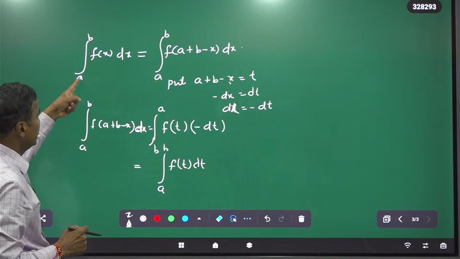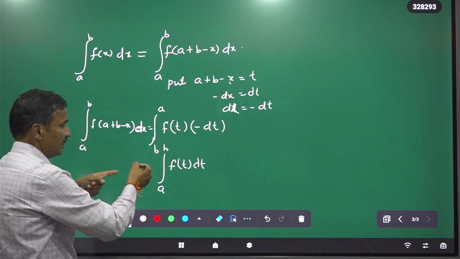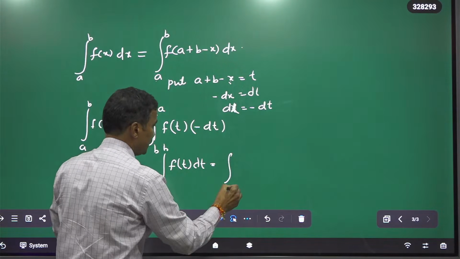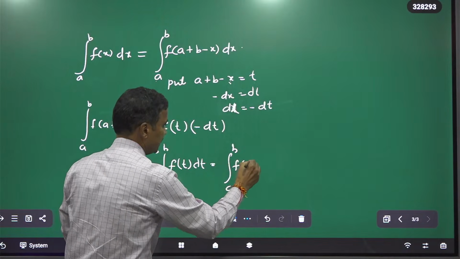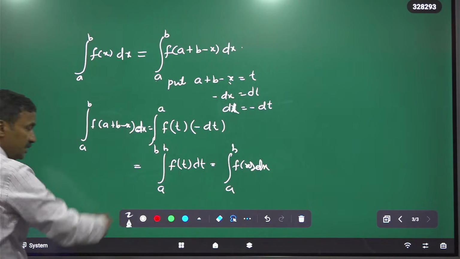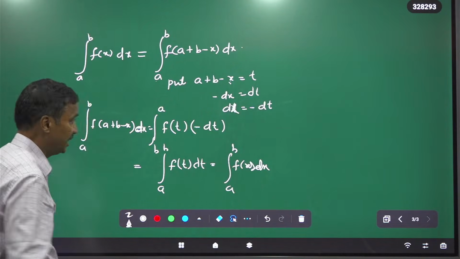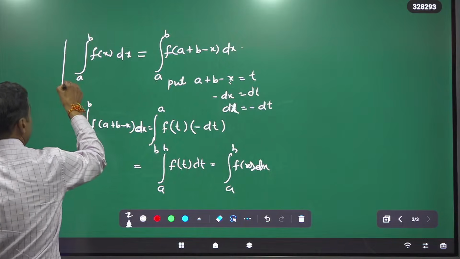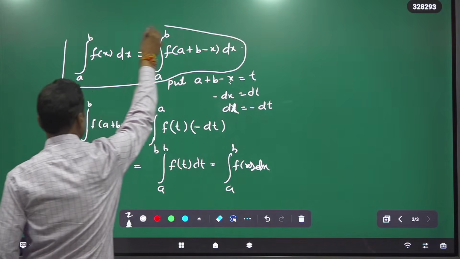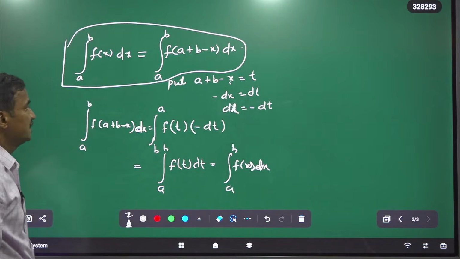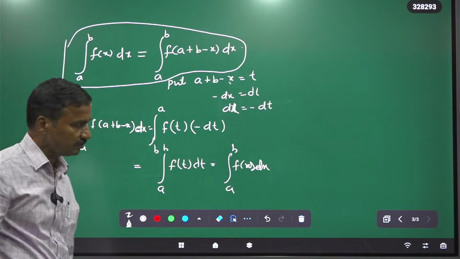Therefore, that is also equal to the integral from a to b of f of x dx. You can write it for any variable. This is the first property of definite integrals. It is true for any variable. This is an important property in definite integrals, and by using it we can solve many problems.